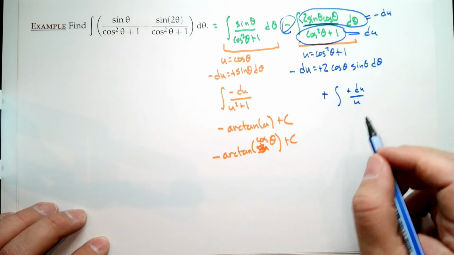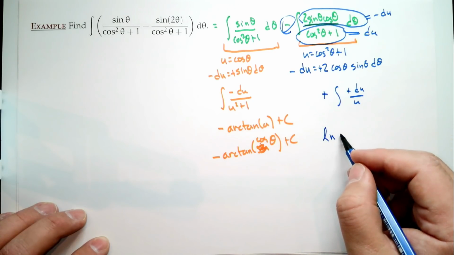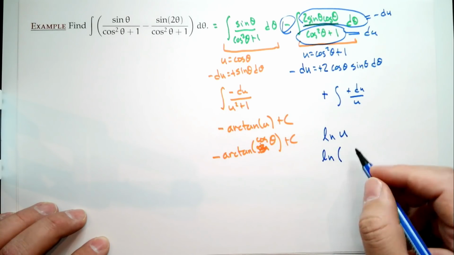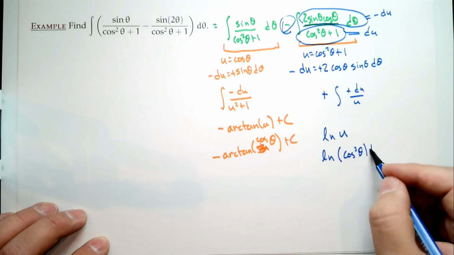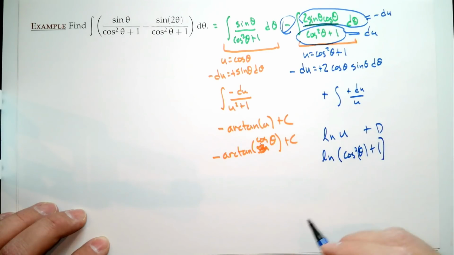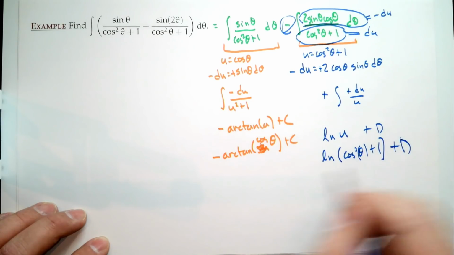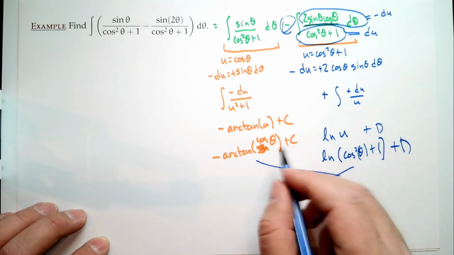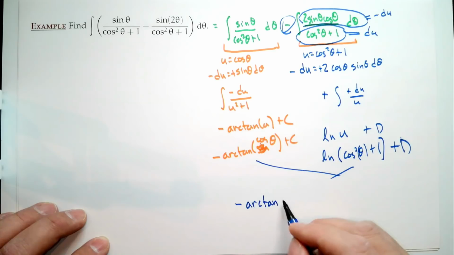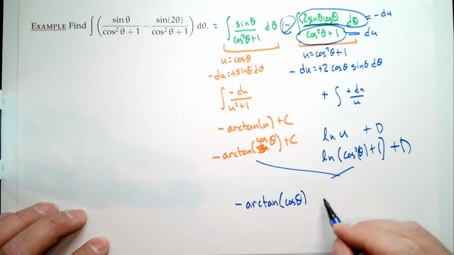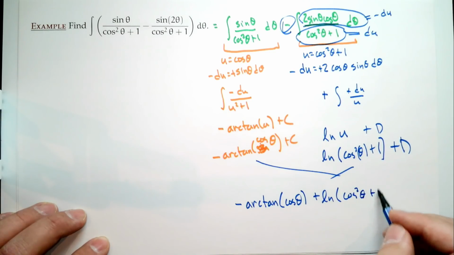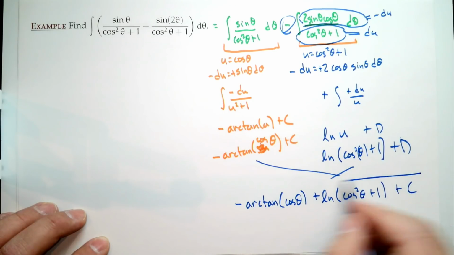So that becomes, well, what? Well, that's on our list of 8. Log of u. But, of course, log of u is log of cosine squared theta plus 1, but I should add a constant here. There we go. Plus a constant. So I put these two together. I don't need two separate constants. I can combine them together. So our final answer: minus arctangent of cosine theta plus log of cosine squared theta plus 1 plus some constant.